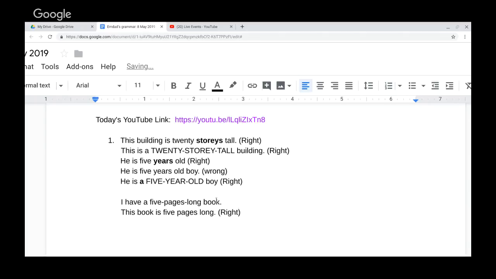And this sentence is 100% wrong, because it should have been, let's correct it. How can we correct it? Bolo, instead of saying I have a 5 pages, we say, I have a 5 page long book. This makes this sentence 100% right. Is it clear, guys?